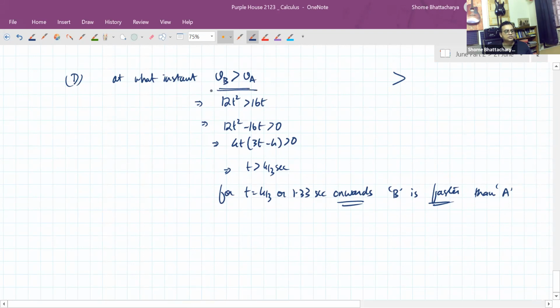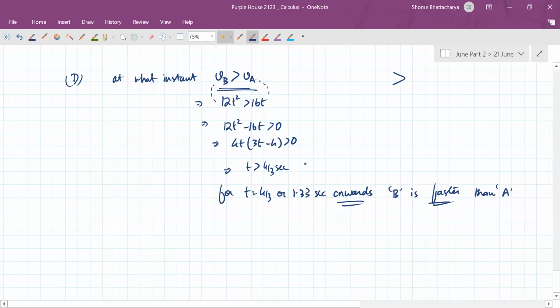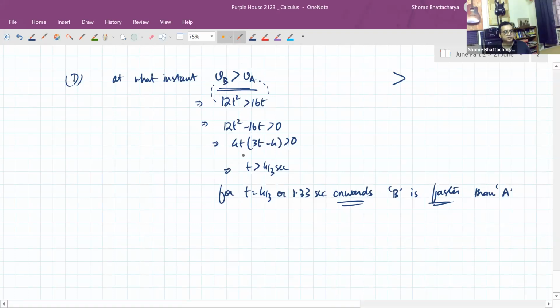Now VB's value we have calculated as how much? 12t square. So 12t square should become greater than 16t. So that is giving us that the time should be greater than 4/3 seconds. Sir, how did you get 4/3? Beta, you did not understand this part. See this quantity: 4t into (3t minus 4) should be greater than 0. So that means 3t minus 4 should be greater than 0, no?